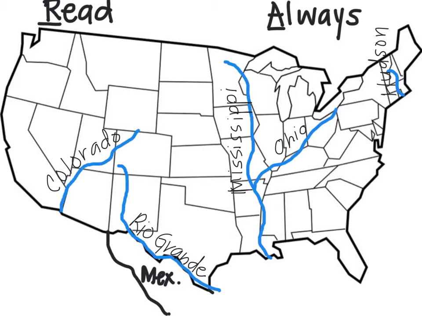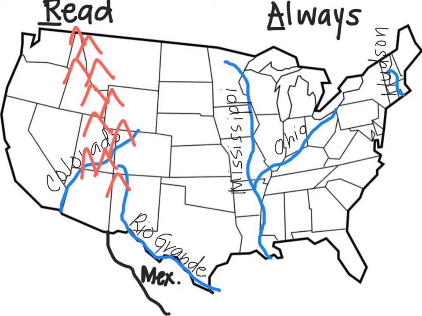The first mountain range with our R starts in Canada. It's really, really long. It's a huge mountain range. And then it goes down, crosses several states. It even crosses Colorado and the Colorado River. That's called the Rocky Mountain Range. So R for Rocky, Rocky Mountains.